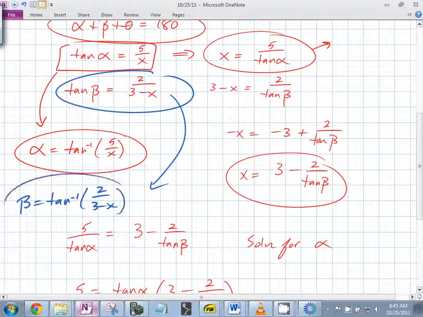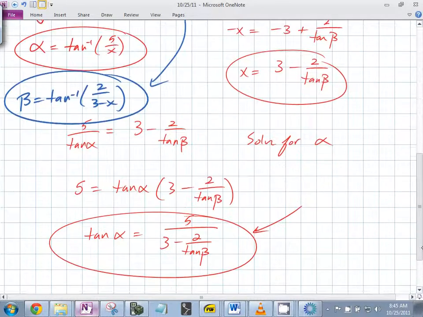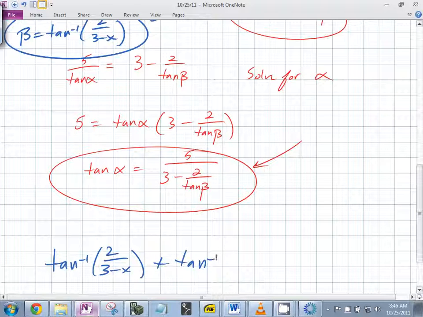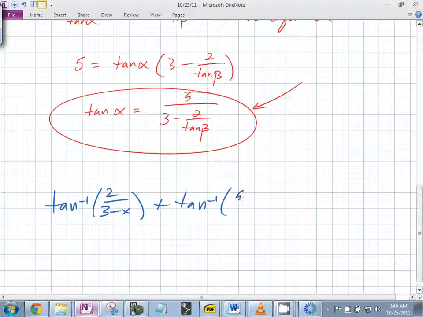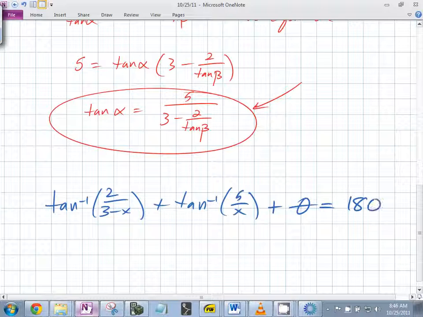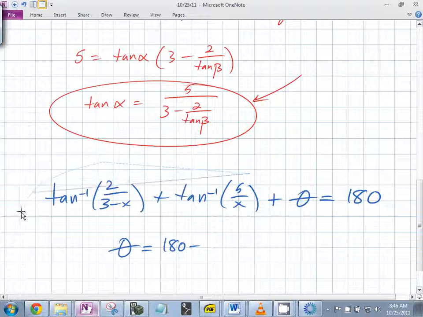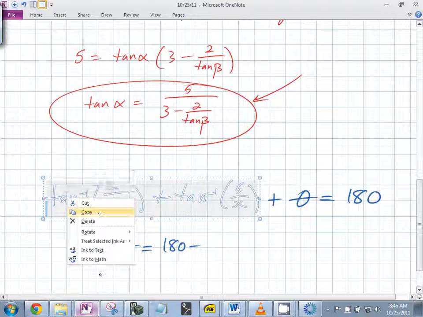What can we do with both of these things now? Add them together, right? So therefore, we know that tan inverse of 2 over 3 minus x plus tan inverse of 5 over x plus theta is equal to what? 180. That is correct. So we have theta just in terms of x. What can we solve for at this point? Theta. So theta is equal to 180 minus this thing.